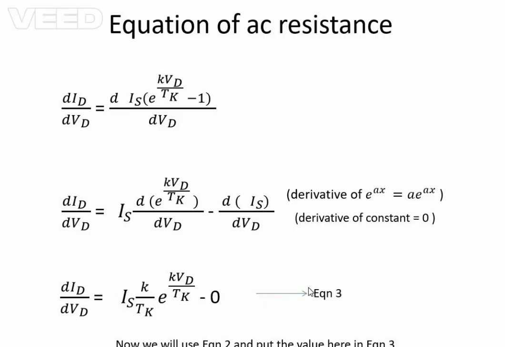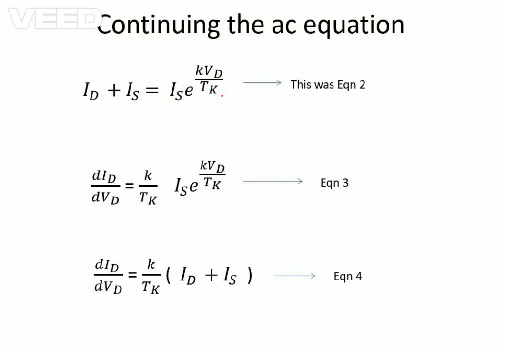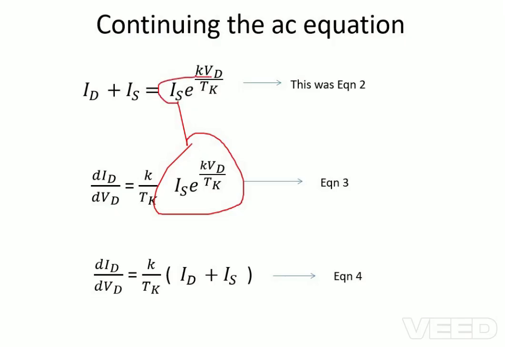Now we are going to use equation number 2 and put the value of equation number 2 over here in this equation number 3. This was equation number 2, this was equation number 3. So we have IS, this part, and this part is just the same. Let's just replace it with this ID plus IS and we have put it over here. This way we got equation number 4.